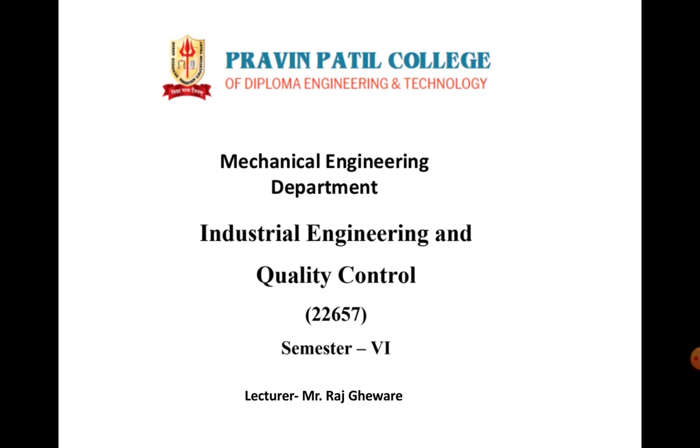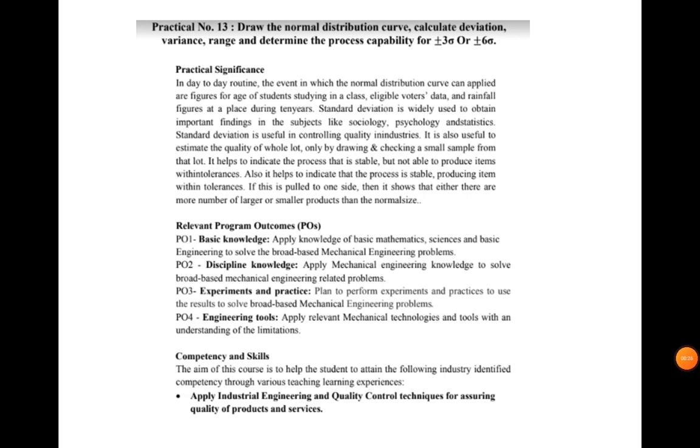So we are going to discuss the practical for the subject Industrial Engineering and Quality Control. In this experiment we will be drawing a distribution curve. For this, we calculate deviation, variation, range, and we have to determine the process capability for 3 sigma, or we can say for the 6 sigma.